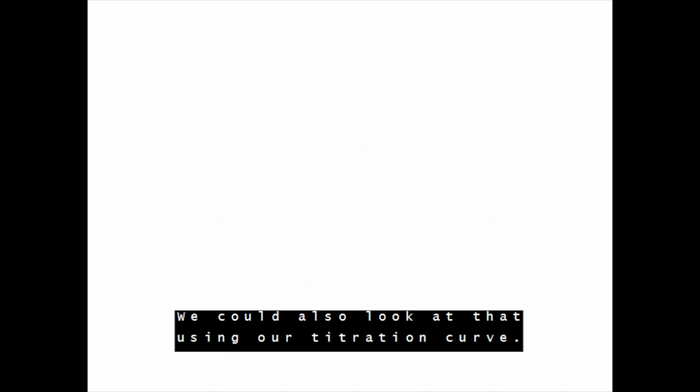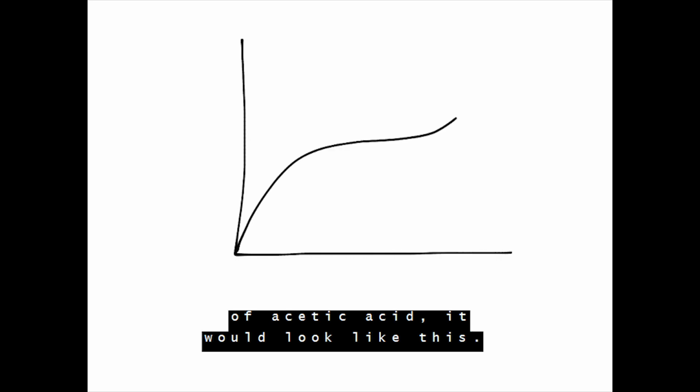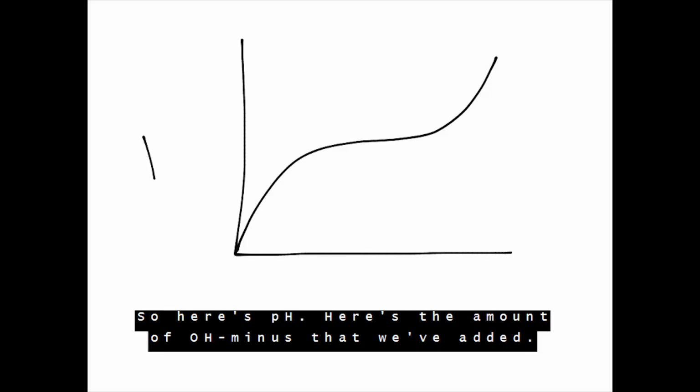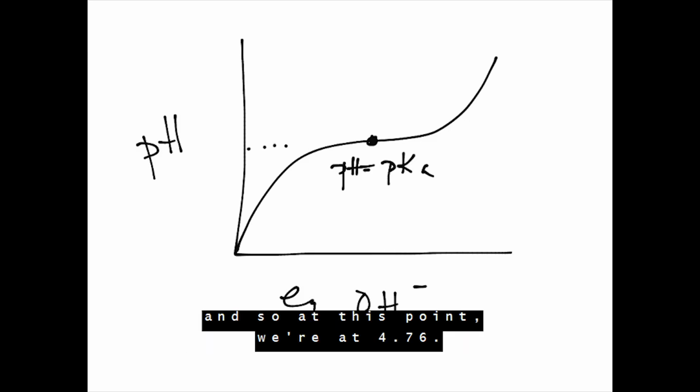We could also look at that using our titration curve. So if I drew a titration curve for the deprotonation of acetic acid, it would look like this. So here's pH, here's the amount of OH minus that we've added. So right here, we said the pH is equal to the pKa. And so at this point, we're at 4.76.